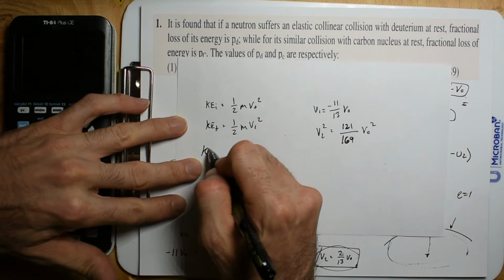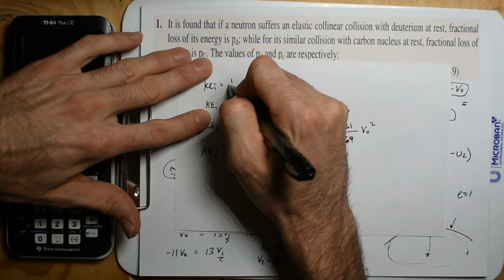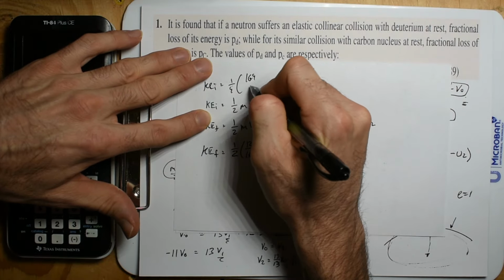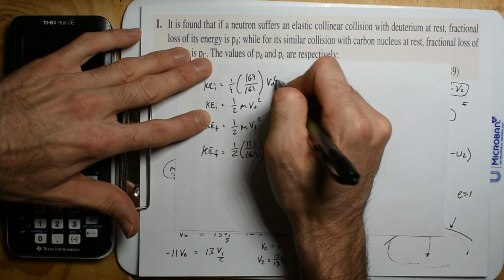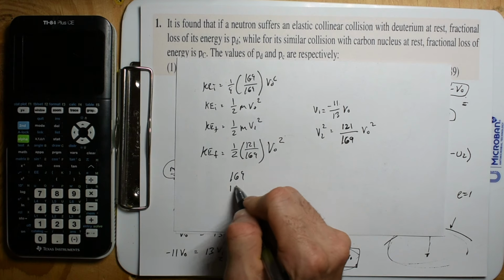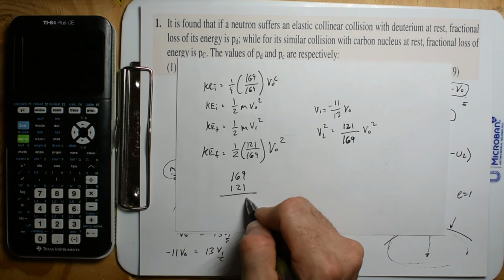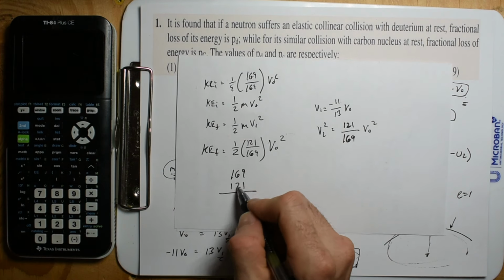And then the difference between these is going to be like this. The initial kinetic energy now is 1/2 times 169 divided by 169 v naught squared. And so we lost some energy, not very much. We just lost 169 minus 121, and so that's 48. We just lost 48 divided by 169.